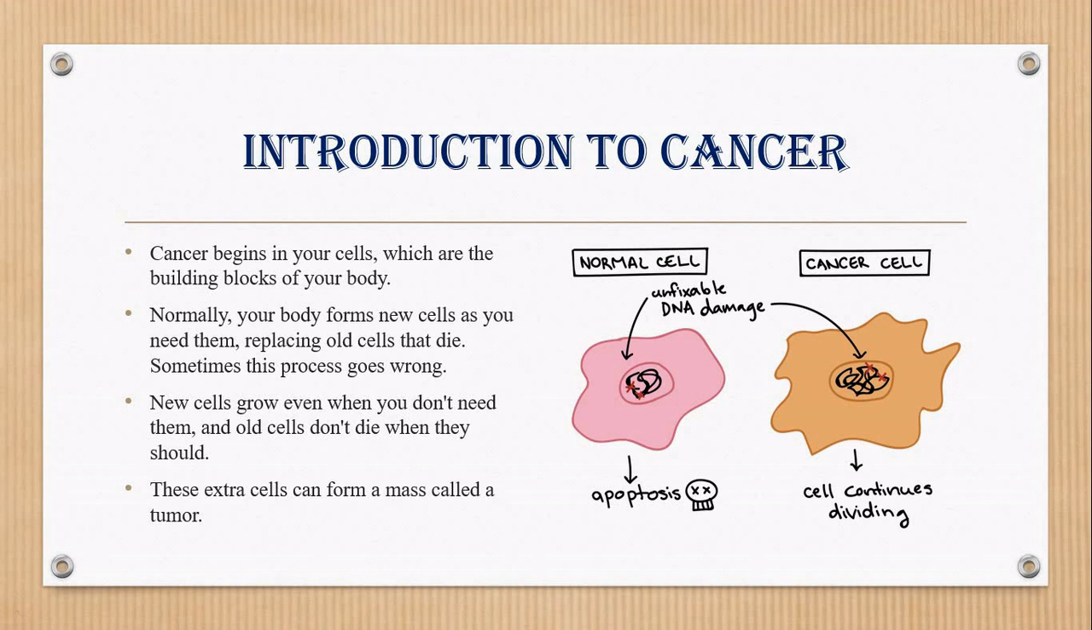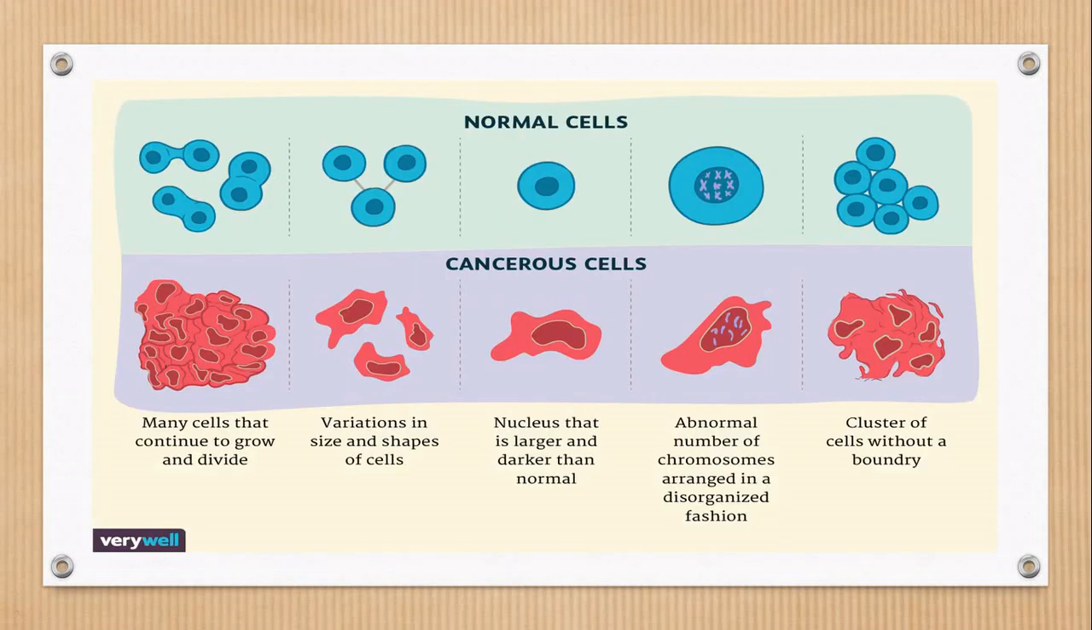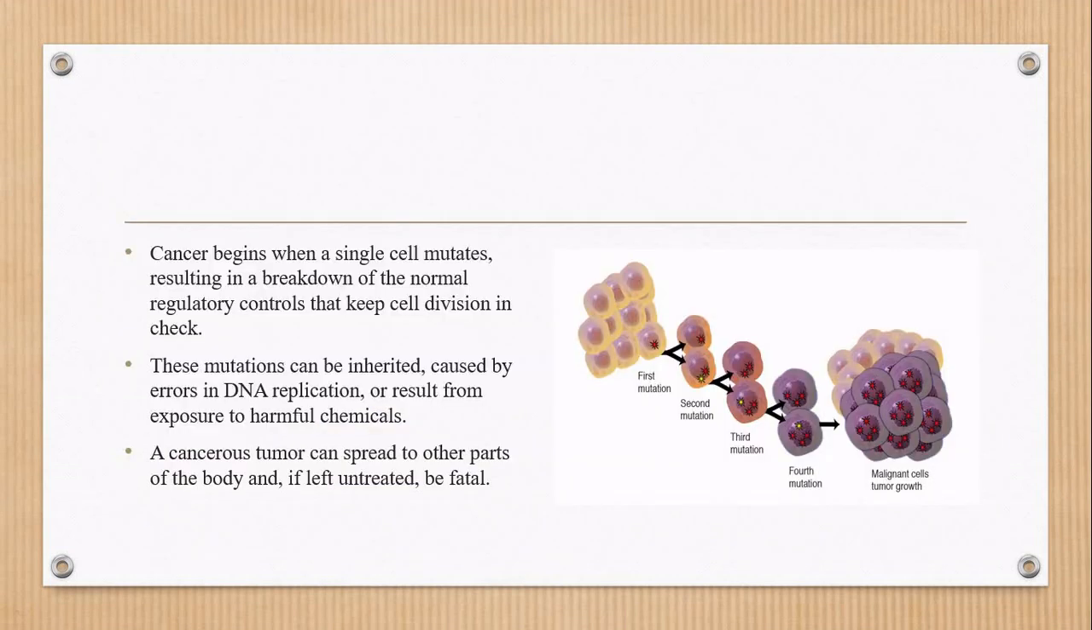These extra cells can form a mass called a tumor. These cells vary from a normal cell in size, chromosome number, and have clusters of cells without a boundary. Cancer begins when a single cell mutates, resulting in a breakdown of the normal regulatory controls that keep cell division in check. These mutations can be inherited, caused by errors in DNA replication, or result from exposure to harmful chemicals. A cancerous tumor can spread to other parts of the body and, if left untreated, be fatal.